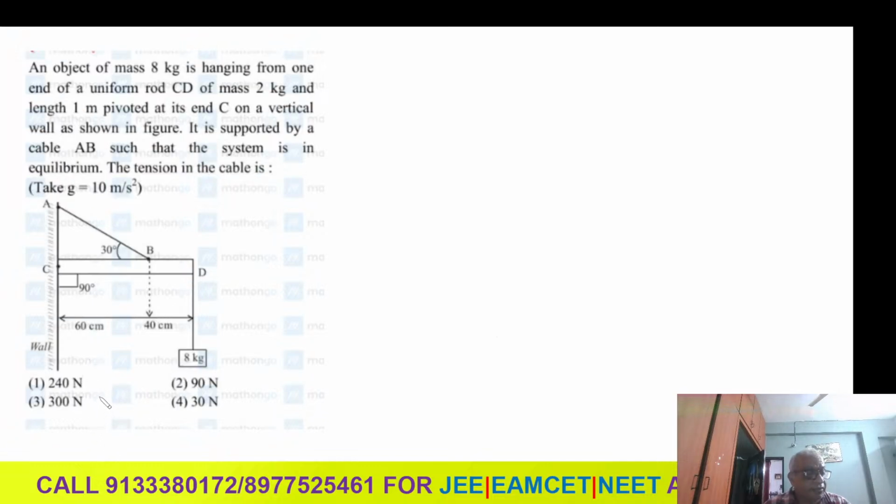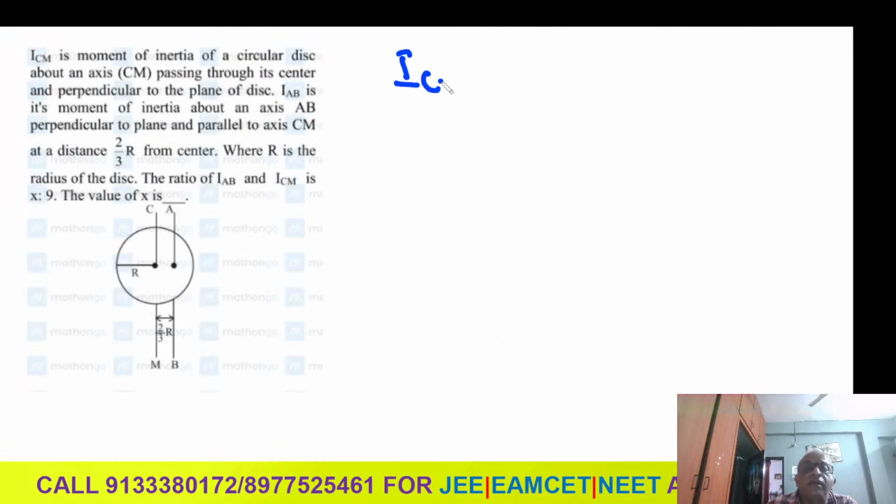ICM is the moment of inertia of a circular disc about an axis CM passing through the center and perpendicular to the plane of the disc. What is the ICM formula for a disc? MR square by 2, the circular disc formula about the center of mass.